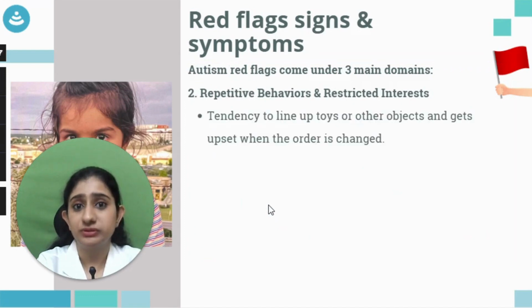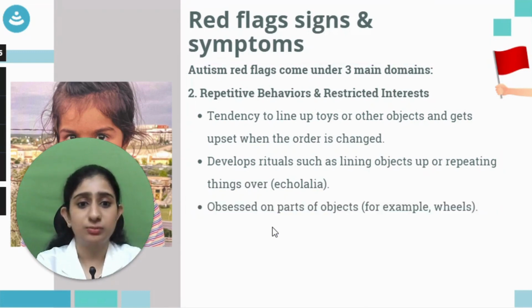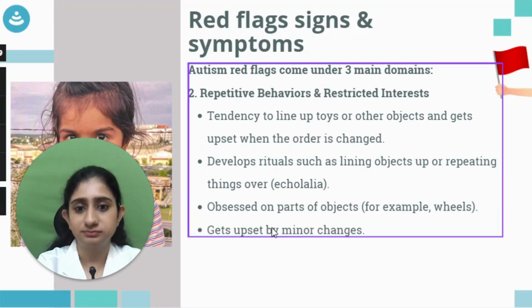So what are some of the red flags that you may notice under the repetitive behaviors and restricted interest domain? This may include a tendency to line up toys and other objects in a specific way, and they may get upset when the order is changed. They may develop rituals such as lining objects up or repeating the same things over and over again. They may be obsessed with parts of objects such as the wheels of toy vehicles. They may get upset by minor changes.